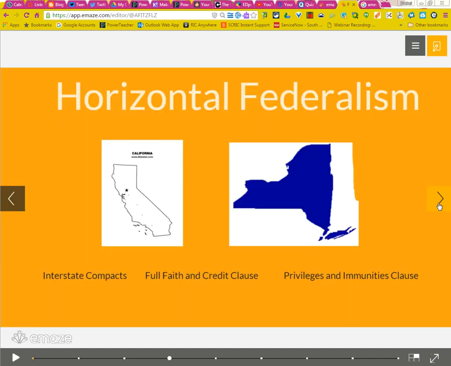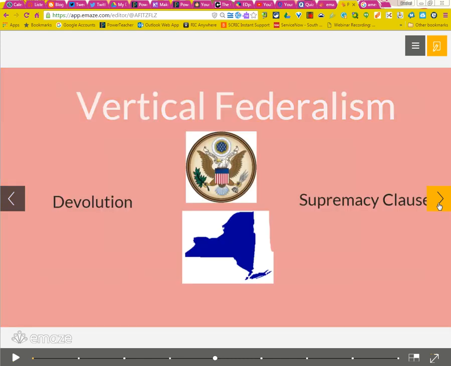All right, so horizontal federalism, that's your relationship between the states. So we're talking interstate compacts, full faith and credit clause, privileges and immunities clause. Vertical federalism, that is your relationship between the national government and the states. And things that have to do with those two things are devolution and the supremacy clause.